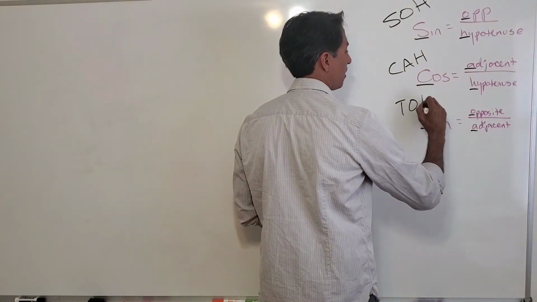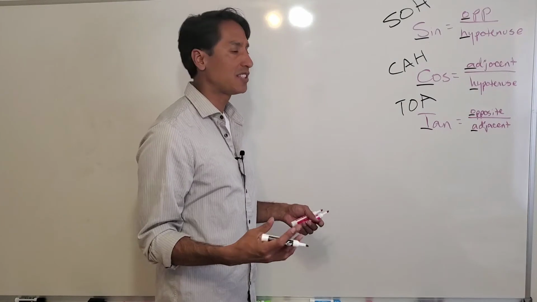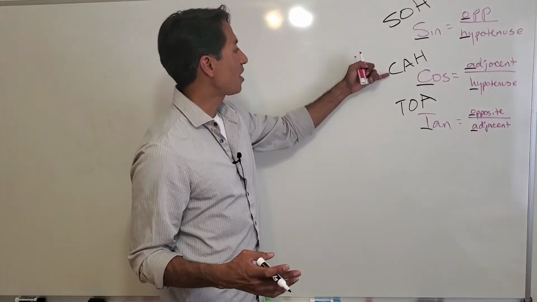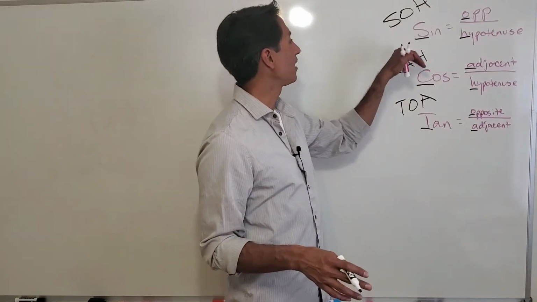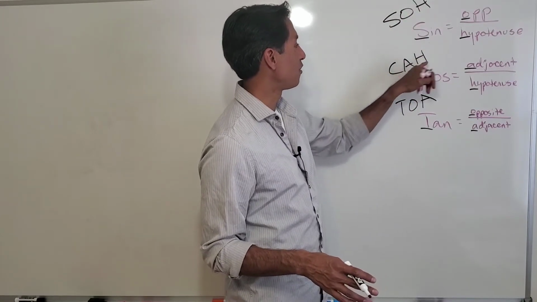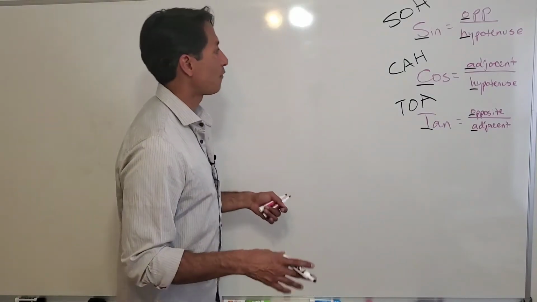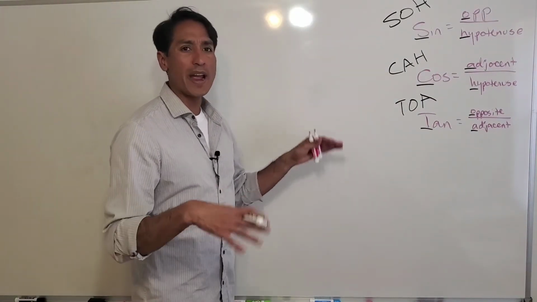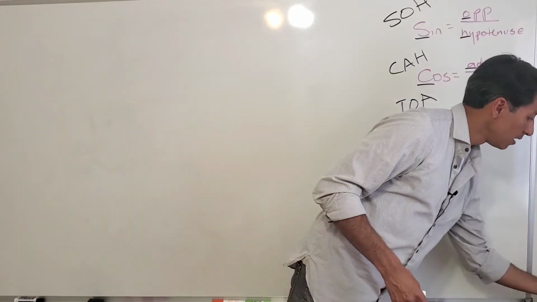So we have TOA. When it comes to reminding yourself or memorizing these, for some people it's really easy to just remember TOA, and that reminds you what goes where. Sine is opposite over hypotenuse, cosine is adjacent over hypotenuse, tangent is opposite over adjacent. So if you want, just say SOHCAHTOA, and that will remind you what goes where when you're solving these guys.